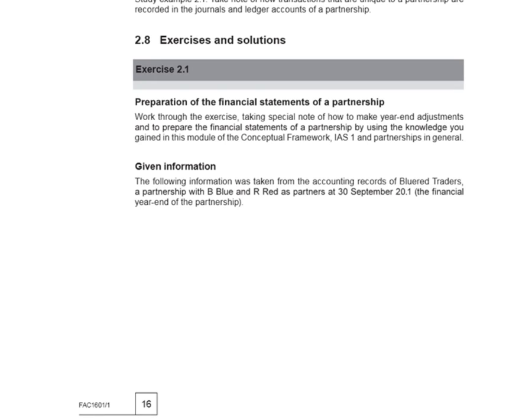Welcome, ladies and gentlemen. Let's look at our homework that I've given you. Make sure you've turned to 2.8 in your study guide, exercise 2.1 on page 16 of your study guide.